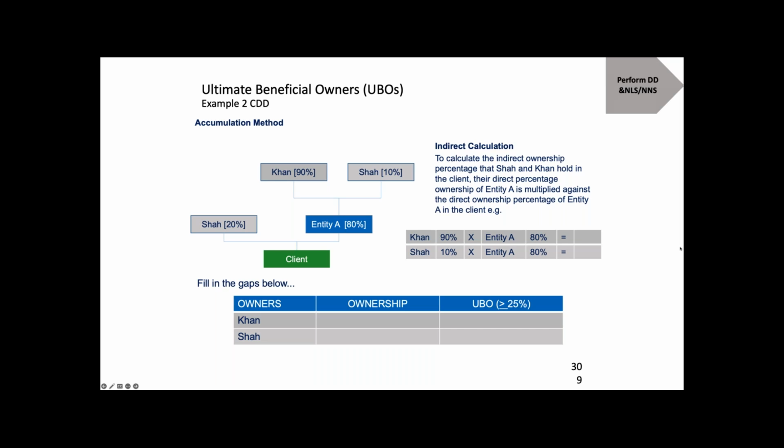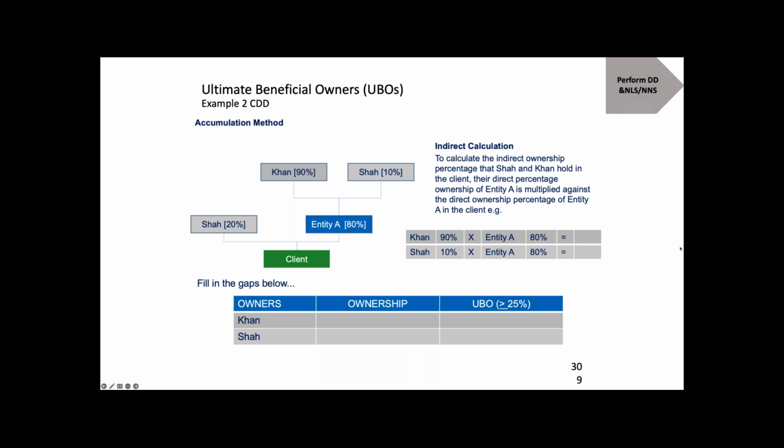So we have our entity, right? Now, our entity is owned by Shah, 20%, which is not up to the 25%, so that doesn't make him a UBO. However, we then own entity A that owns 80% of the $100. Now, 80% of $100 is $80. Khan owns 90% of that $80, which is $72. Shah then owns 10% of that $80, which is $8. Now, Khan owns 72, which makes him automatically a UBO.